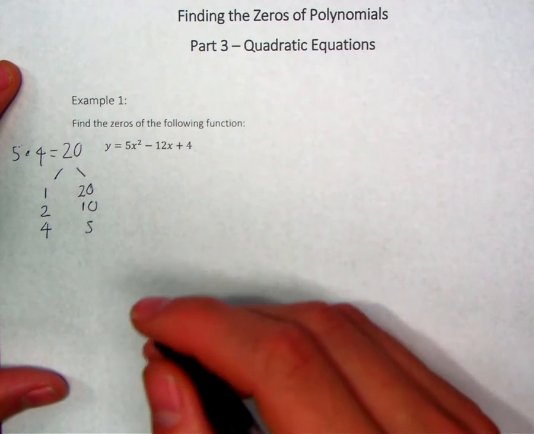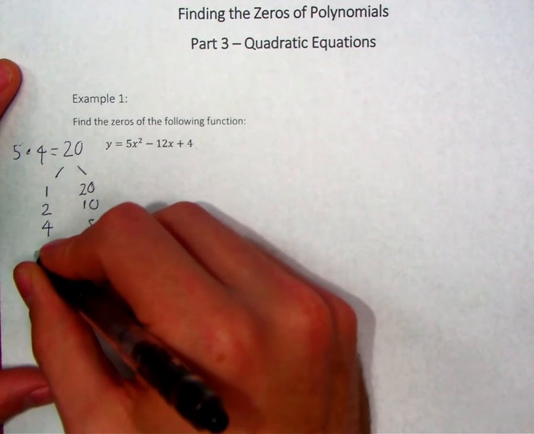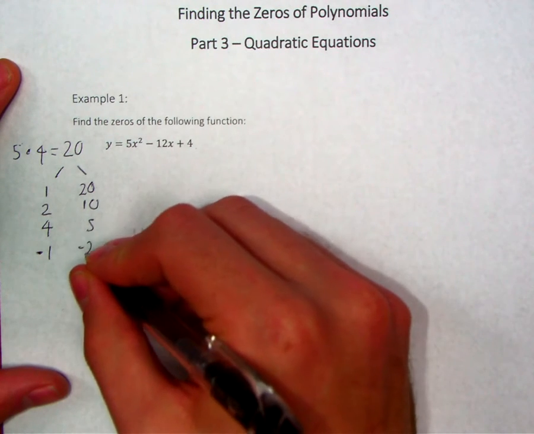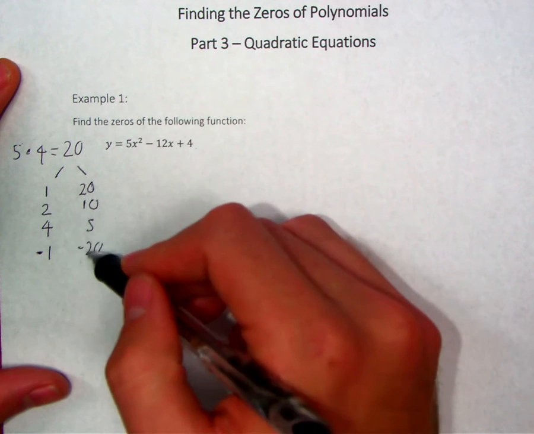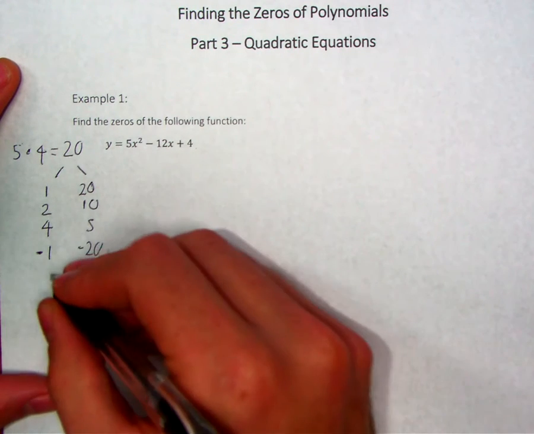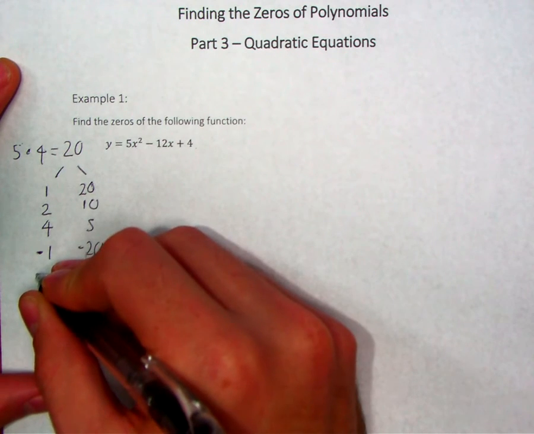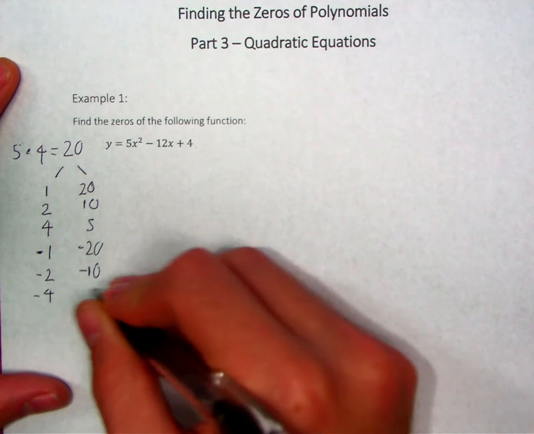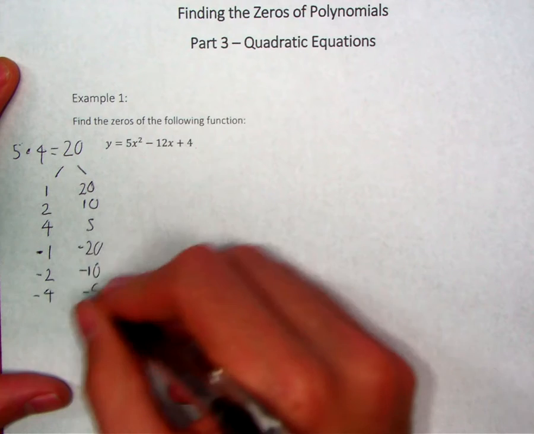But I forgot, we also have to think about negative factors. So is negative 1 a factor? Yes, negative 1 times negative 20 is positive 20, because two negatives together are positive. When you multiply them, negative 2 and negative 10, and negative 4 and negative 5. Okay, so I've got to remember my negatives too.